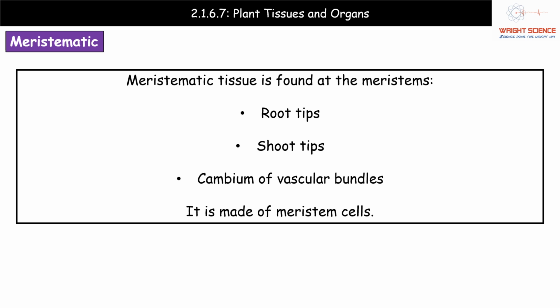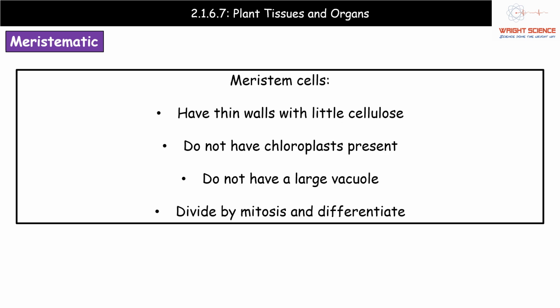And the key thing about this meristematic tissue is it's made of meristem cells. The meristem cells are like the stem cells of our plants. So they've got a few key features you should bear in mind. Firstly, they've got thin walls with very little cellulose present. They do not have any chloroplasts. They do not have a large vacuole, and they're going to be able to divide by mitosis and then undergo that process of differentiation to become the different types of cells the plant requires, like palisade cells, etc.